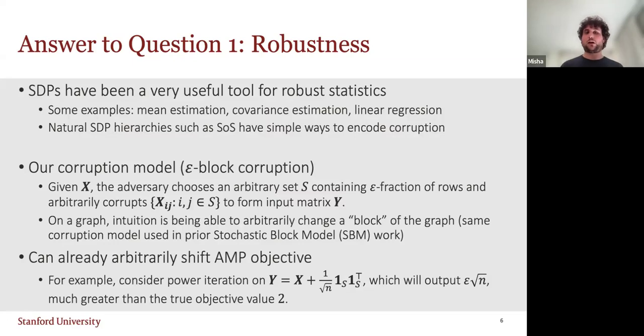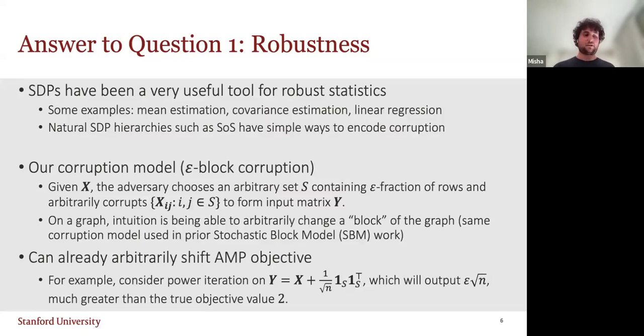You might also be wondering why we choose this principal minor epsilon block corruption model. The reason why is arbitrary corruption of an epsilon fraction of the entries in the matrix, instead of just a principal minor, is information theoretically impossible. And if you'd like to learn more, you can take a look at our paper.